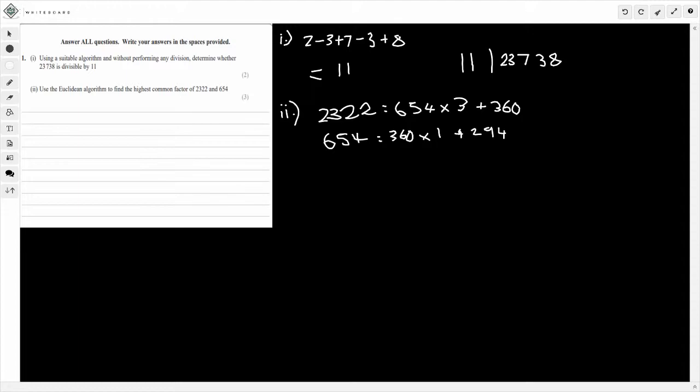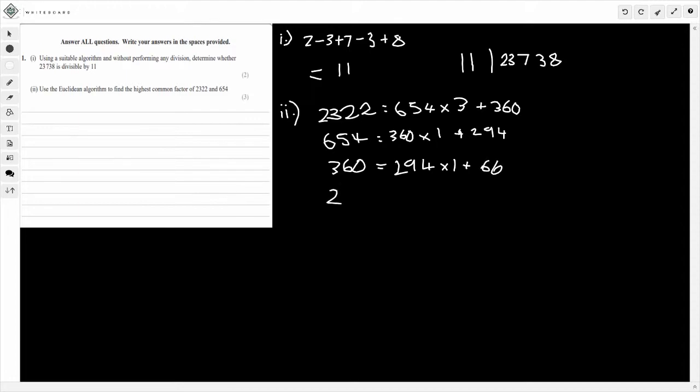Shifting it along again, guys. So I'm going to get 360 equals. And you just keep repeating this procedure, and you keep repeating until your remainder that you're adding on is 0. And then the algorithm terminates. So 360 is going to be equal to 294. Clearly, I'm going to just times that by 1, plus on my remainder, which is going to be 66.